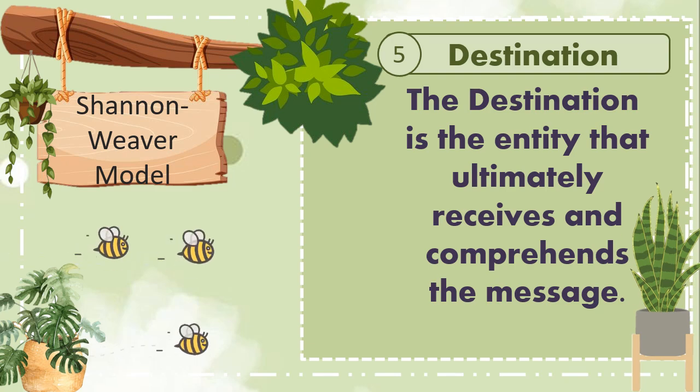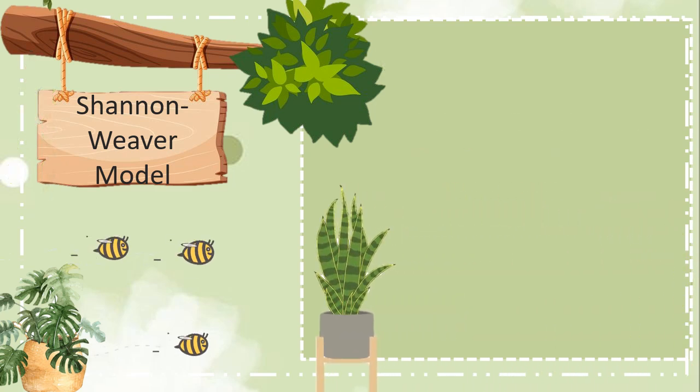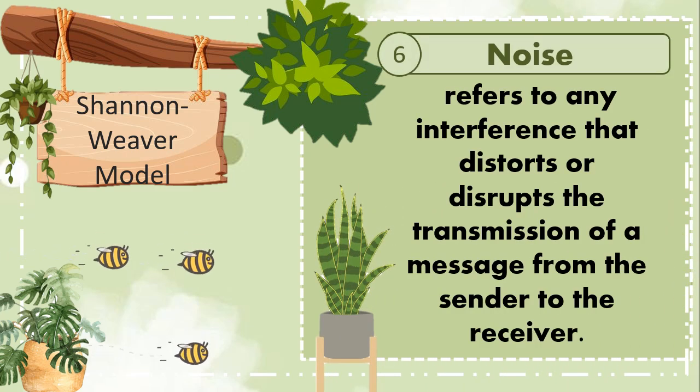And lastly, noise: any interference that distorts or disrupts the transmission of a message from the sender to the receiver. In the Shannon-Weaver model of communication, noise refers to any interference that distorts or disrupts the transmission of a message from the sender to the receiver. This interference can occur at any stage of the communication process and can be either internal or external.